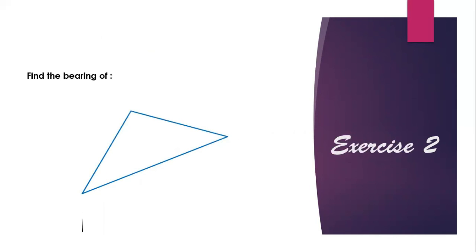Exercise 2. Find the bearing of this diagram. And these are the angles. Find the bearing of P from R.